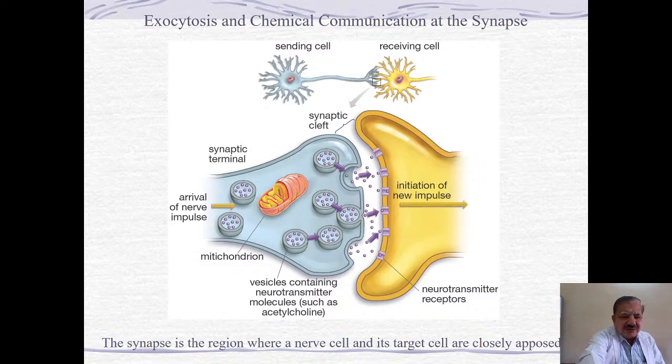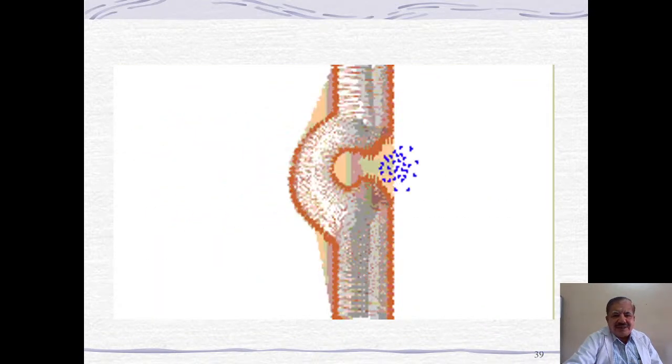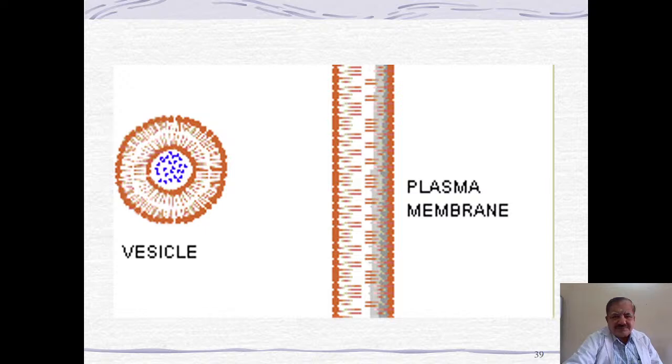Vesicles contain neurotransmitter molecules such as acetylcholine. This is a synaptic vesicle. This is a neuron, with the axon, and here there is a synaptic cleft. Once the acetylcholine is released, it attaches to the neurotransmitter receptors, and from there it is taken inside. Vesicles, how they come and go out.